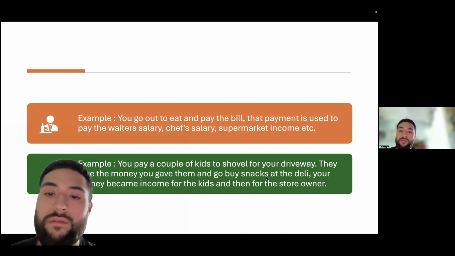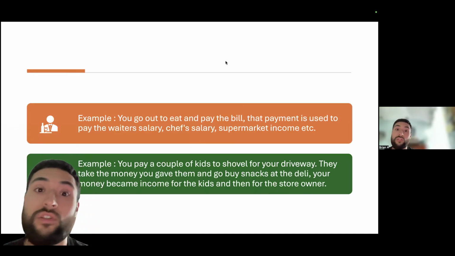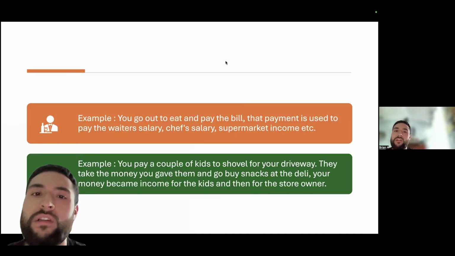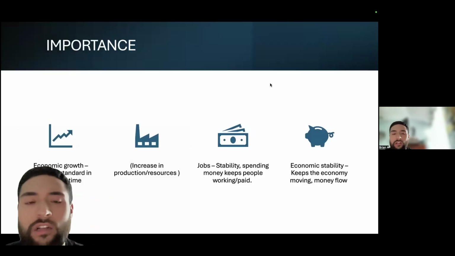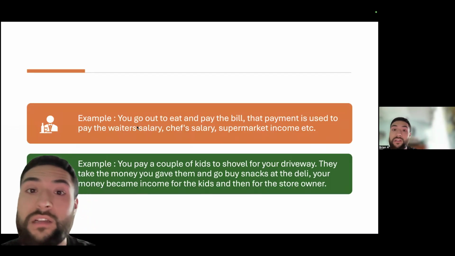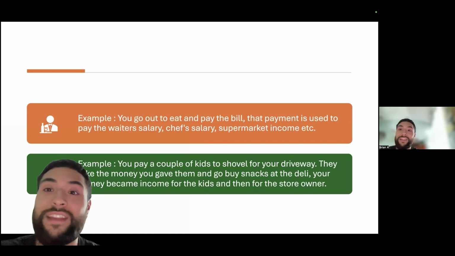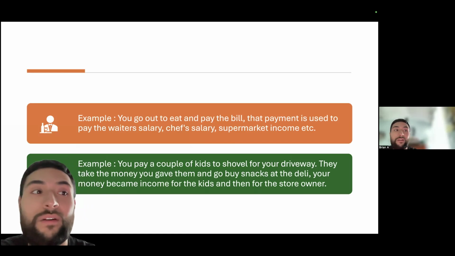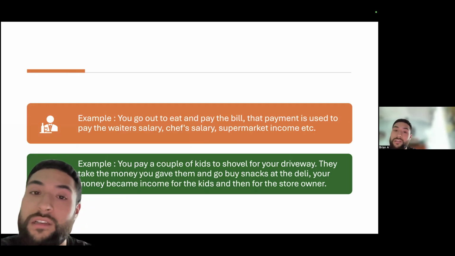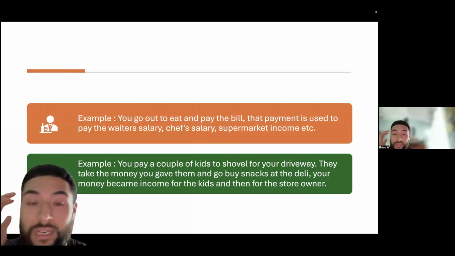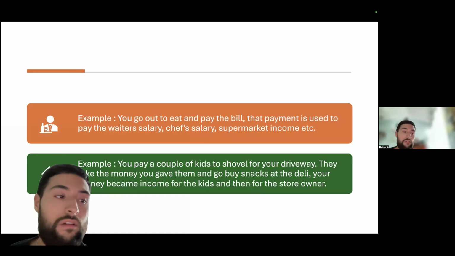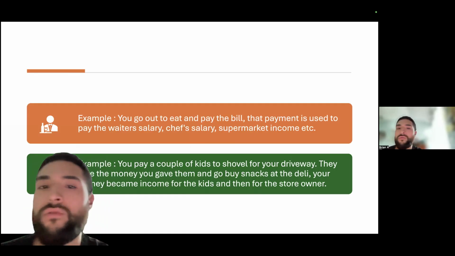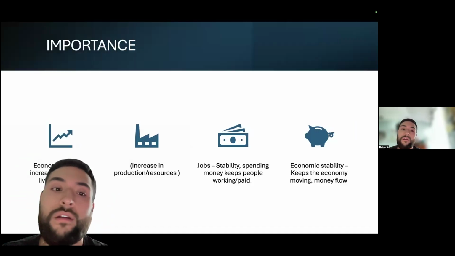So that money that you gave to those kids, they're gonna take to the store because it's cold out. They've been shoveling all morning. They're gonna buy themselves a hot chocolate and a muffin to eat for breakfast. That money you gave to them becomes their income. Now, when they buy that hot chocolate and they pay for that muffin, that becomes the deli's income, the store owner's income, and he can use that to go buy more ingredients, more things for the store, etc., etc. And that's just two very simple examples of how it works.